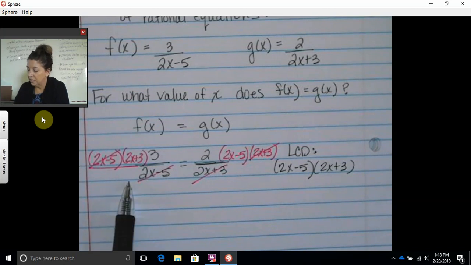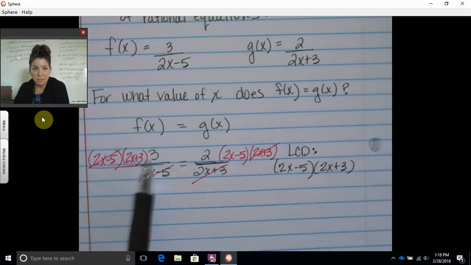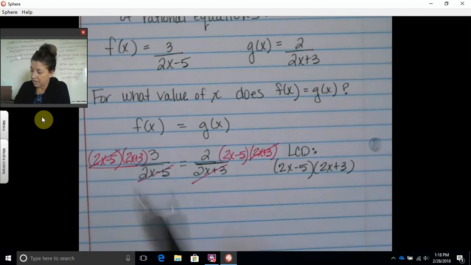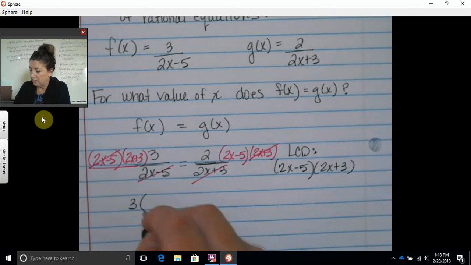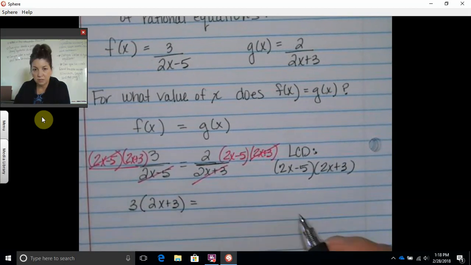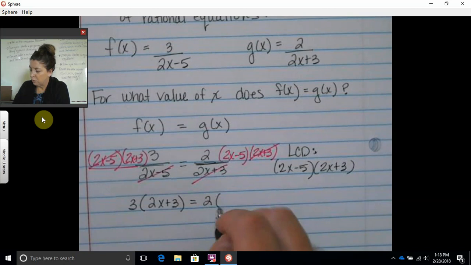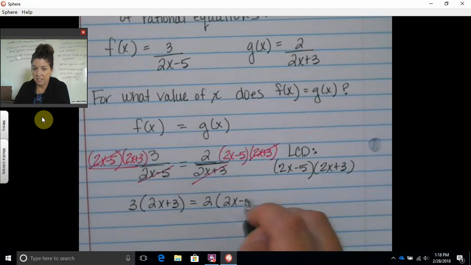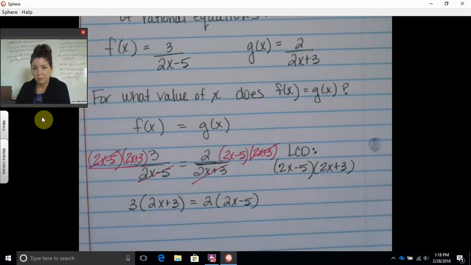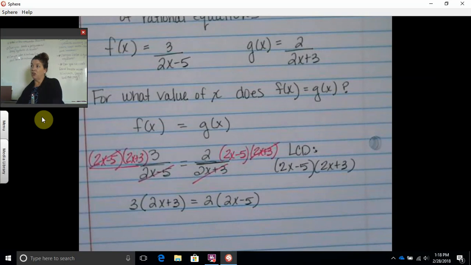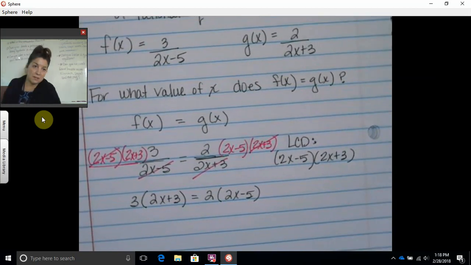So on the left side, I've got 2x plus 3 times 3. I like my monomial to come first, so I'll rewrite that as 3 times the quantity of 2x plus 3 equals. On the right side, I have a factor of 2 and 2x minus 5. So we'll multiply those together in the next step. Remember, my goal is to solve for x. Try to figure out what x is. So what do you think I do right now?